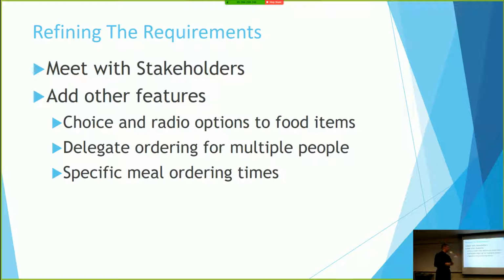They wanted delegate ordering for multiple people, for a secretary to order for one person, or that one person could order for up to 6 different people. And so it was added in so that you can have somebody ordering for another person. And then there were specific meal ordering times. They didn't want somebody ordering breakfast at lunchtime, or ordering dinner at lunchtime. They wanted them to order during the time of the meal, with an ability to order up to 1 hour before the meal actually starts.